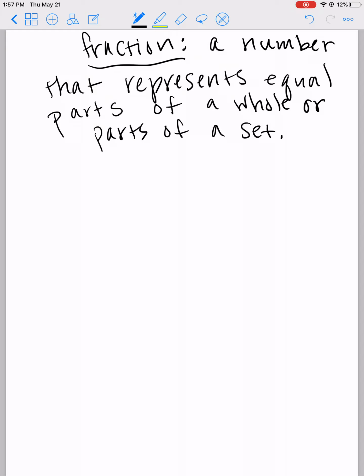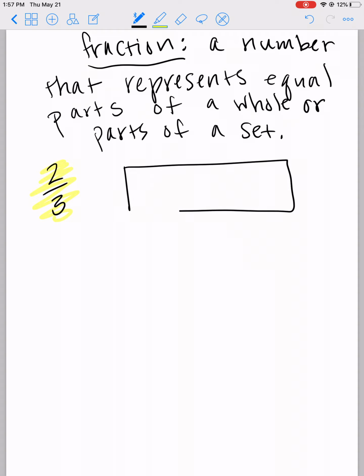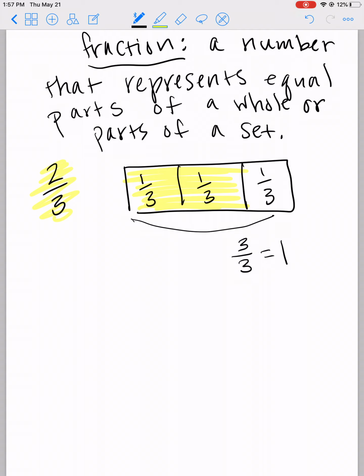So, for example, you know what a fraction is, 2/3. This is a fraction right here. If I were to show you in a model, 2/3, I'm going to cut it into 3 because the denominator is 3, right? I'm going to shade in 2 because the numerator is 2. And this would represent 1/3, 1/3, 1/3. If this were all highlighted, you'd add them up and you'd have 3/3, but that equals 1 whole. But it's not a whole because it's only shaded 2/3. So 1/3 plus 1/3 equals 2/3.